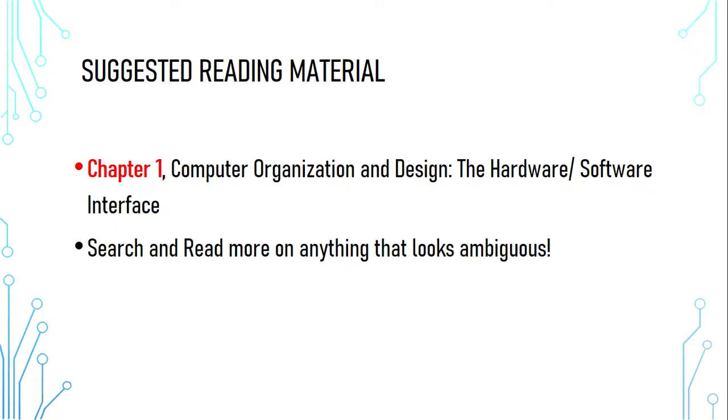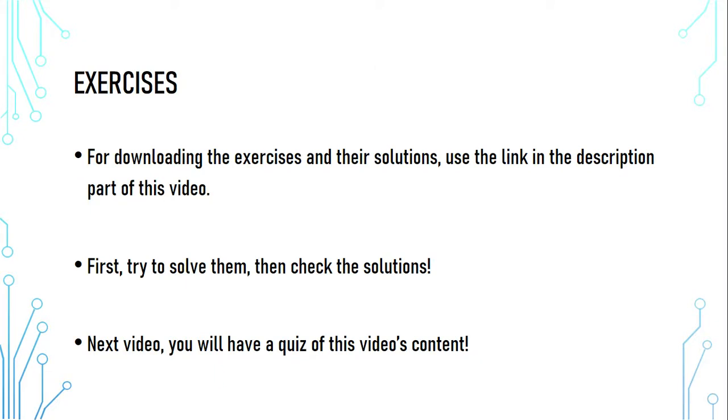Recommended reading material for this part is Chapter 1 from Computer Organization and Design, the Hardware-Software Interface book from David Patterson and John Hennessy. In addition to that chapter, further search and read about anything that looks vague to you and ask questions in the comments section. Also, I prepared some exercises with their solutions in separate files, and you can access them by the links in the description of this video. First of all, try to solve the exercises by yourself, then check the solutions.